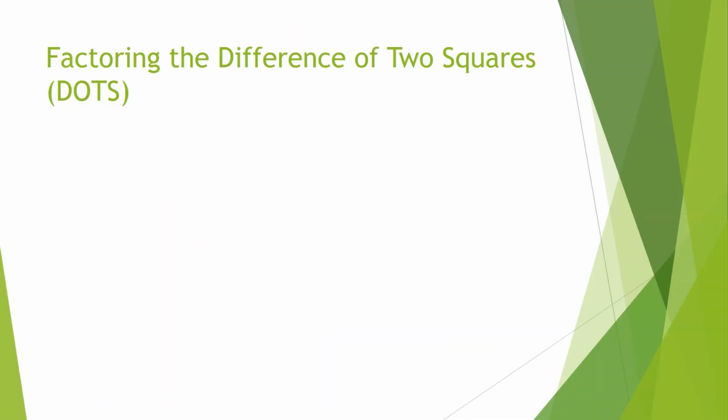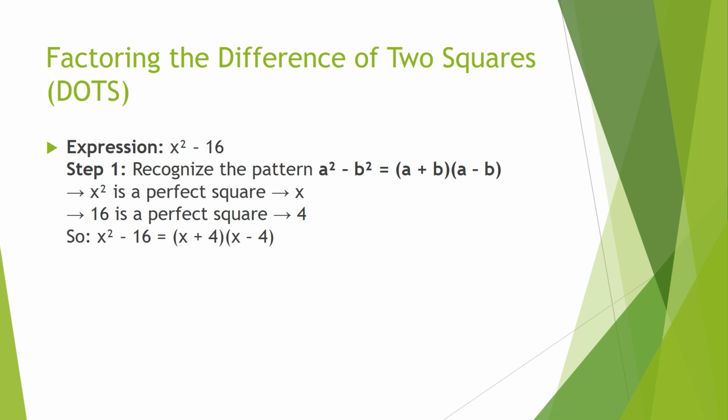Factoring the difference of two squares, or DOTS. Expression, we have this one: x squared minus 16. Last week, our topic was about the square of a binomial or difference of two squares. We can solve it by using the FOIL method or by using a pattern. This time, let's reverse it. The answer, we will bring back to the original, which is a plus b times a minus b.